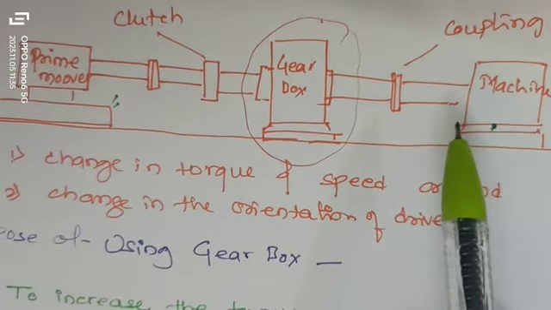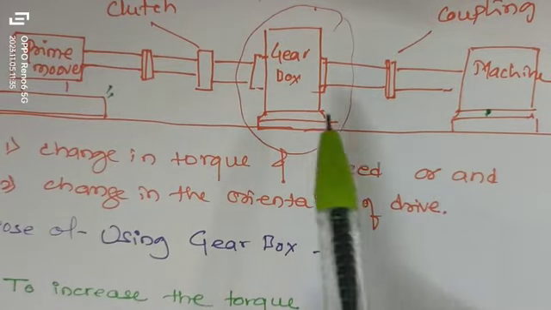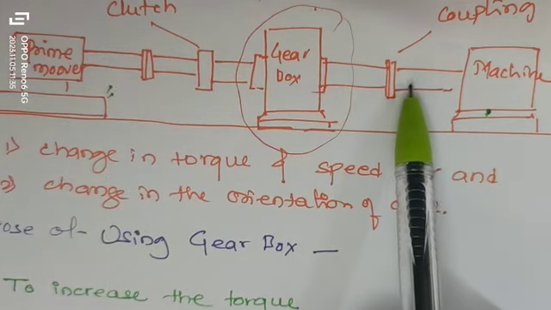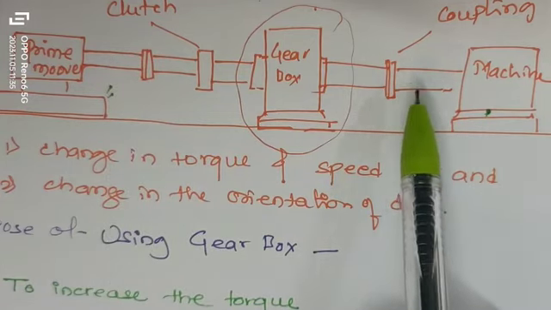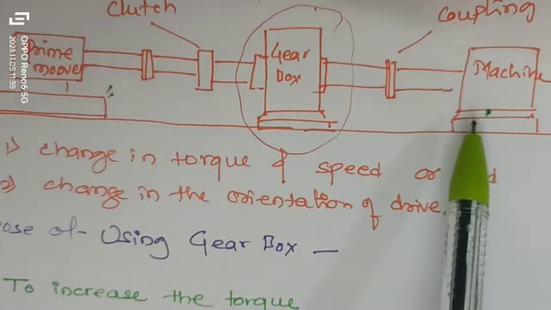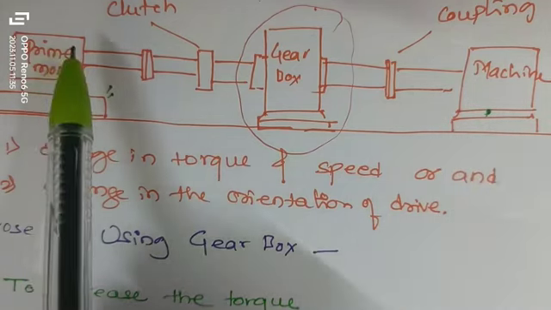Another: to convert a single input speed to multiple output speeds. In some applications like machine tools, although the prime mover runs at a single speed, the driven machine is required to run at different speeds. In such cases, the gearbox is used to convert a single input speed of the prime mover to multiple output speeds.